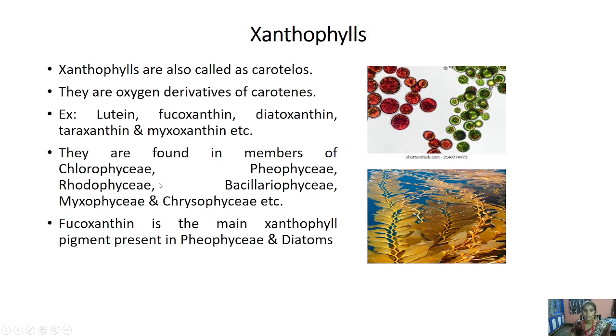They are found in members of Chlorophyceae, Phaeophyceae, Rhodophyceae, Bacillariophyceae, Myxophyceae, which are commonly called blue-green algae, and Chrysophyceae. Fucoxanthin is the main xanthophyll pigment present in brown algae, Phaeophyceae. And here we can see the xanthophylls. As I said, they are either orangish or yellowish in color.